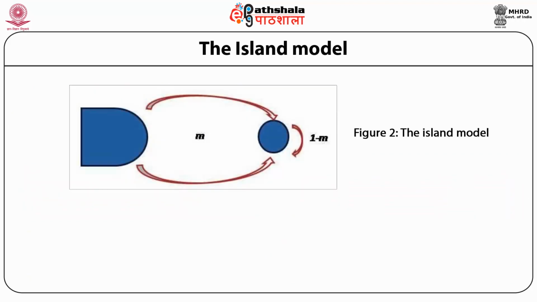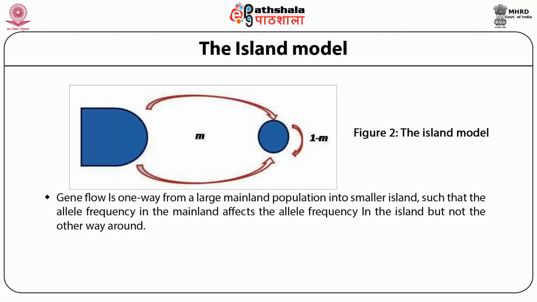The figure given in this slide shows the working of the island model. Gene flow is one way from the large mainland population into the smaller island, such that the allele frequency in the mainland affects the allele frequency in the island but not the other way around. That means there is a migration from mainland to the island, but there is no back migration from island to the mainland.